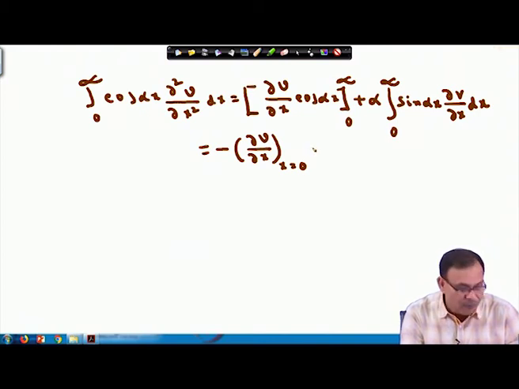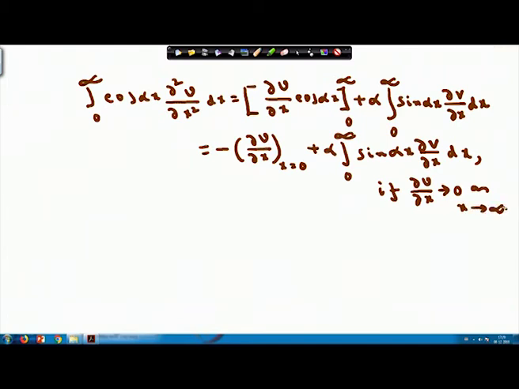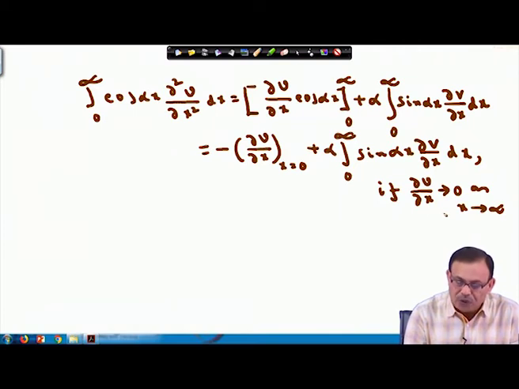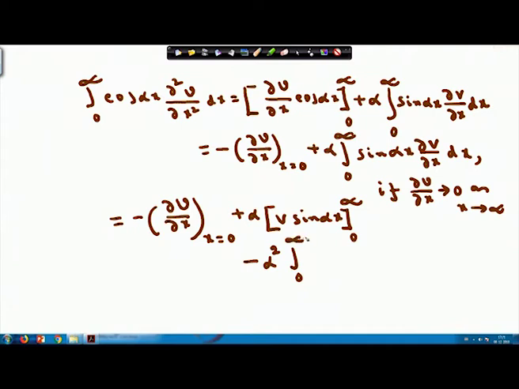So, that term will be 0 for x equals infinity, plus alpha into 0 to infinity sin of alpha x into del v del x dx. And here you are assuming that del v del x approaches 0 as x approaches infinity. So, this has to be known to us, otherwise I cannot use the Fourier cosine transform. So, this equals minus del v del x at x equals 0, and again if I use integration by parts, then alpha into v sin of alpha x from 0 to infinity minus alpha square into 0 to infinity v into cos of alpha x into dx.